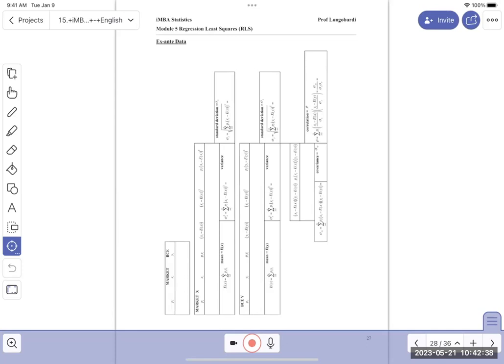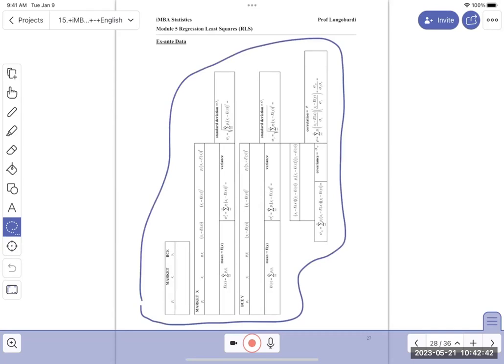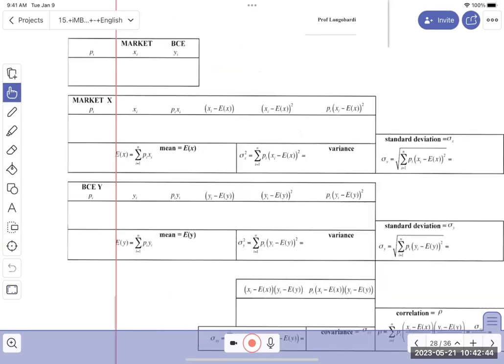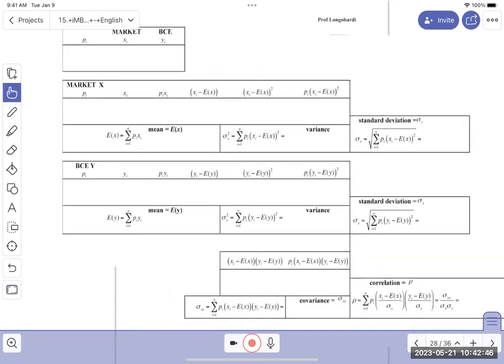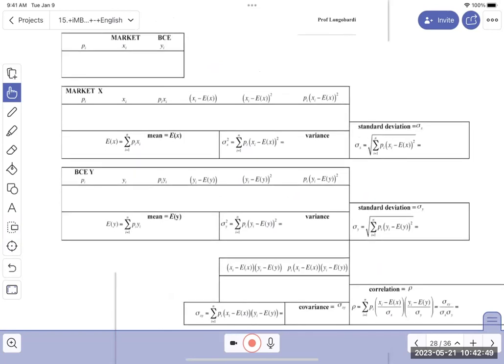Let me see. Let me turn this. So let me double check that it's visible for you that I have this. Practice.